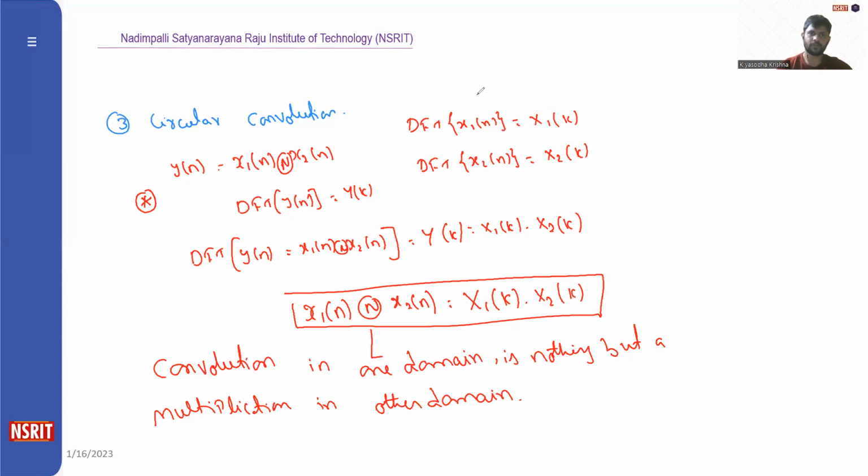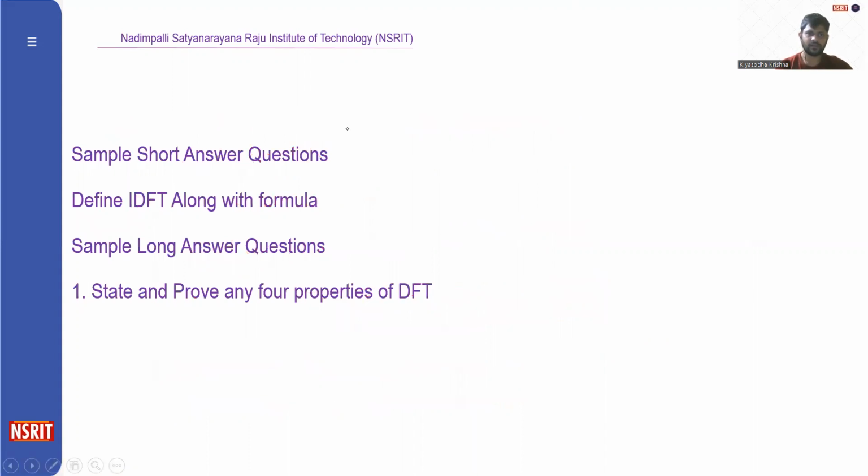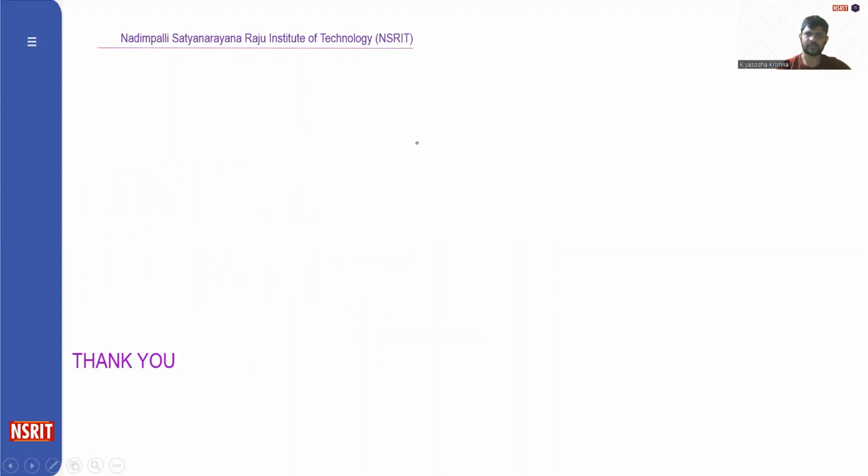By next class we will discuss the statement of the property, and with this you will get the IDFT formula. State and prove any four properties. Like that, last time also the same questions came. So we will discuss the next three properties.